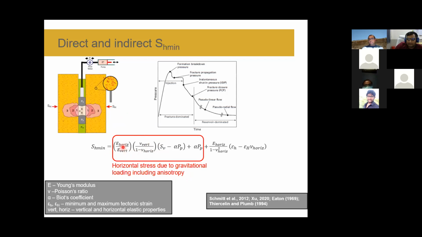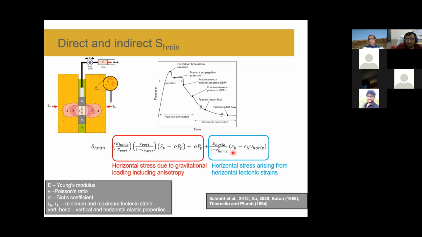So if we have a vertical VTI media, then we can see the Young's modulus has two components, vertical and horizontal, similar for Poisson's ratio. And this component also considers the poroelastic behavior, that is, if there is formation water, how that can impact as well. The other part of this equation deals with the horizontal stress, which arises from the horizontal tectonic strain, or the tectonic activity that is happening.